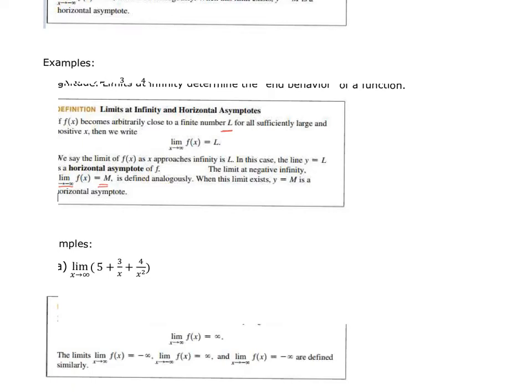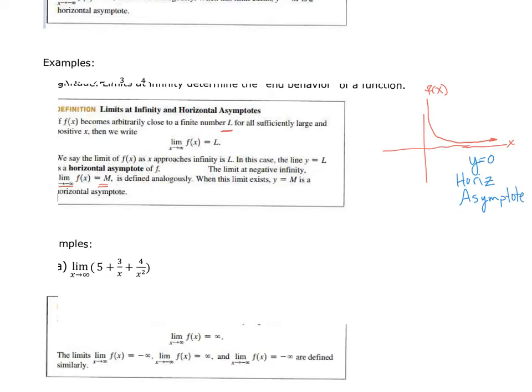If that's true, when the limit exists, either L or m is a horizontal asymptote. So an example might be something that looked like this, where as x becomes arbitrarily large, your function f of x gets closer and closer and closer to 0, and that would mean that the line y equals 0 is a horizontal asymptote. So let's take a look.